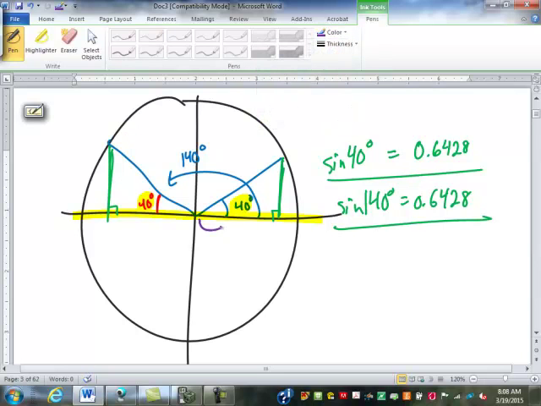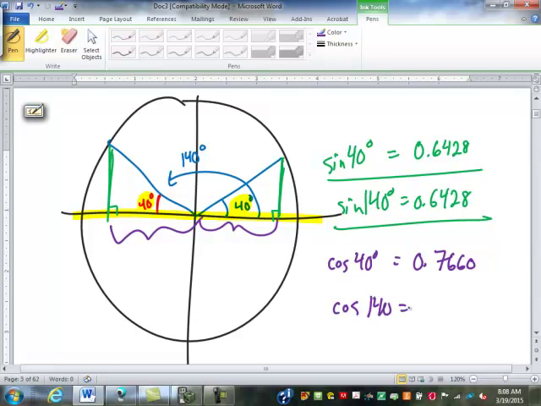Now, cosine of 40 degrees is 0.7660. How about over here then, the cosine of 140 degrees? Negative 0.7660. Same number, it's just negative because it's on the other side. Because physically, this length and this length have to be the same because of the geometry of the triangles.